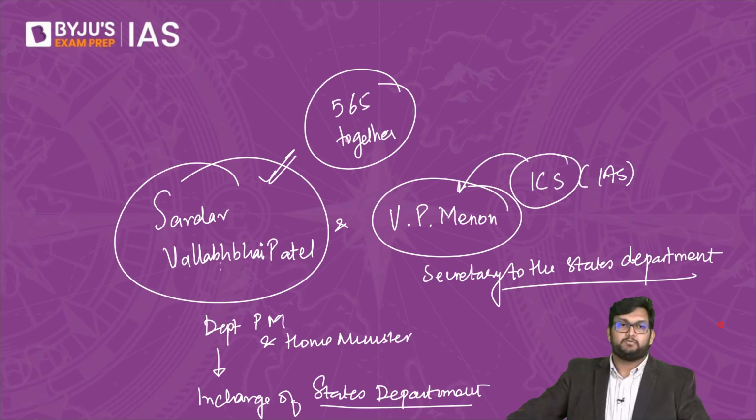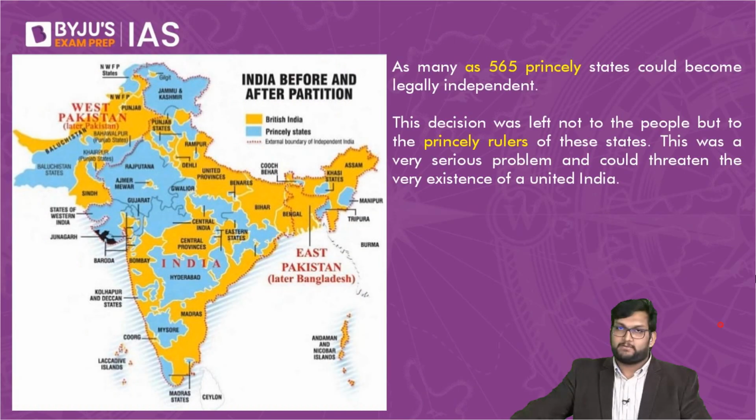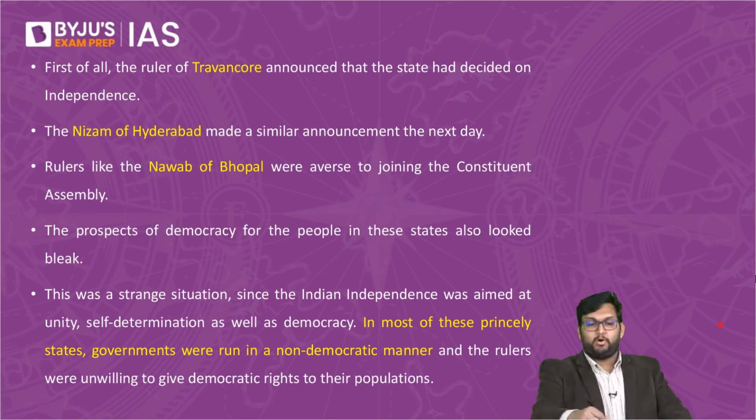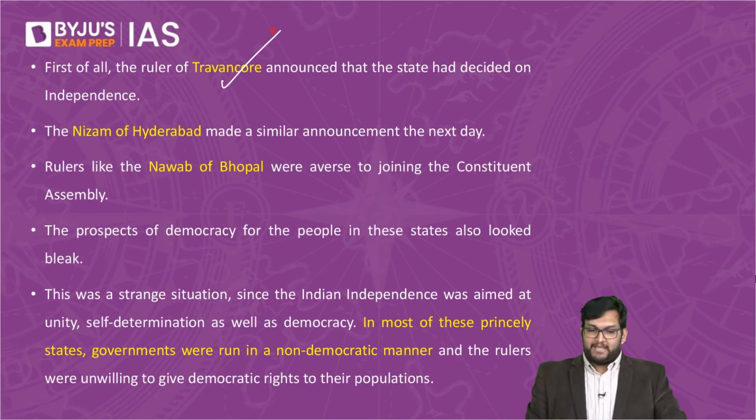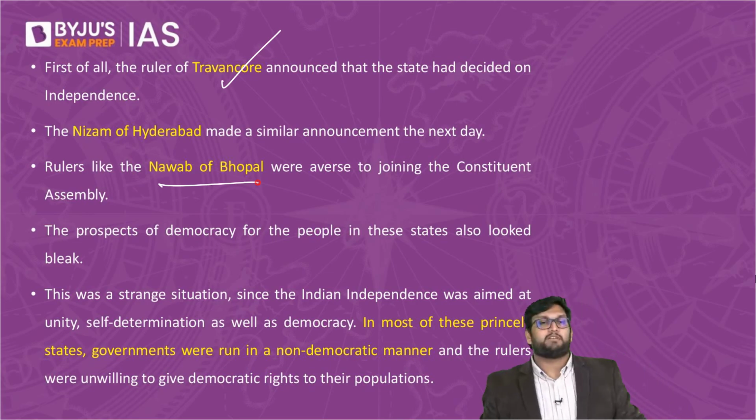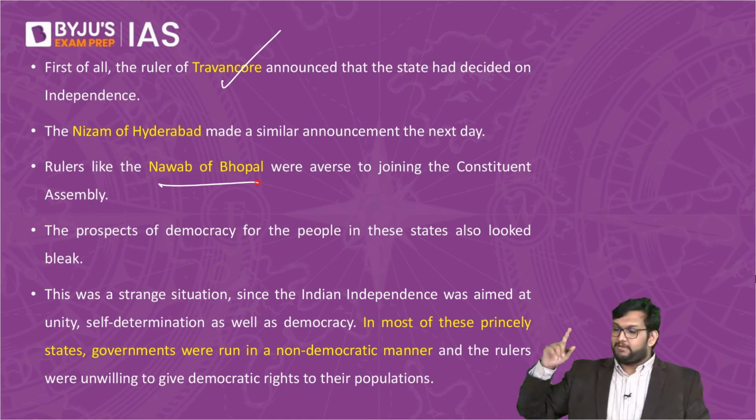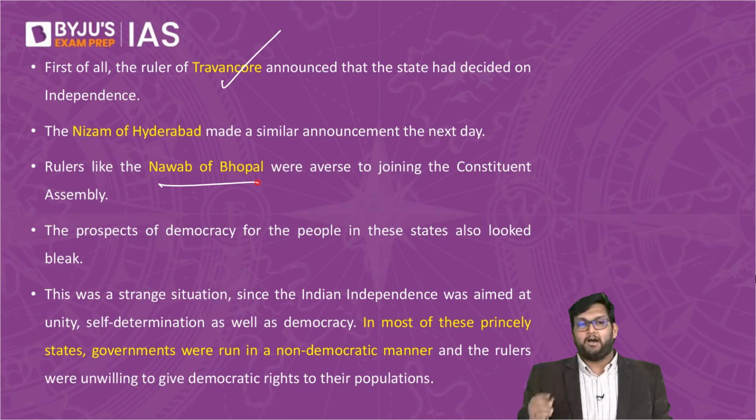So, the first state, as soon as we see that this concept comes through, Travancore was the first, then the Nizam of Hyderabad, I will tell you, the Nawab of Bhopal, and basically the prospect of democracy in any of these zones was very, very bleak because all these Nawabs and kings were ruling as autocrats, and therefore the people had been fighting for democracy, but now they were threatened with the fact that they were under princely states.